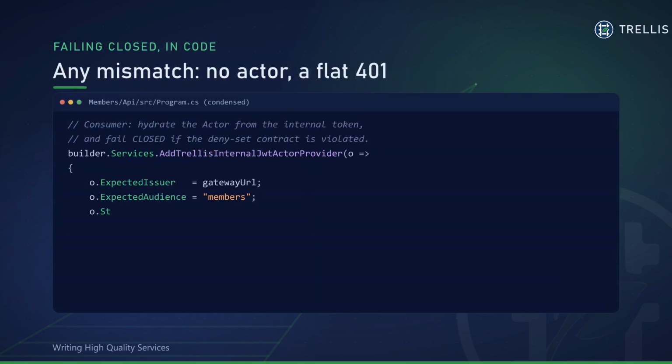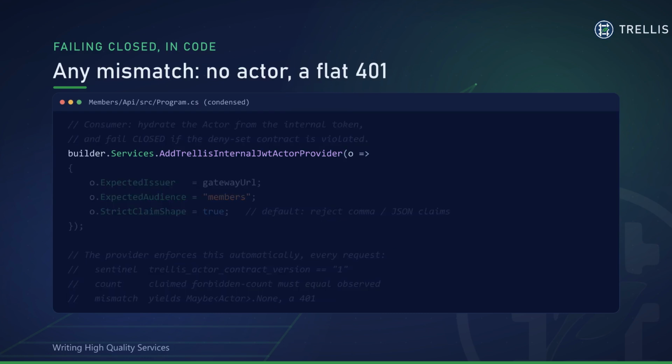In Trellis, the consumer opts into all of this by hydrating the actor from the internal token. Strict claim shape is on by default, and the provider automatically enforces the rest on every request. The sentinel version must be present and correct, and the count of denied permissions the token claims must exactly equal the number the consumer actually sees. Any mismatch, a missing sentinel, a count that doesn't add up, a mangled claim, and it doesn't guess. It returns no actor at all, which the pipeline turns into a flat 401.